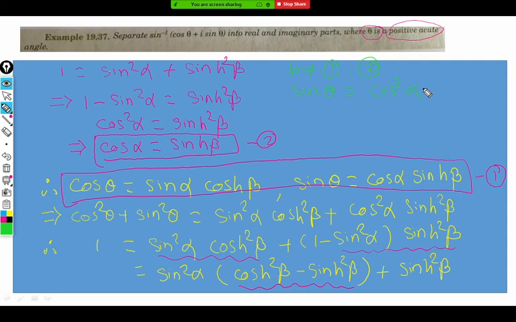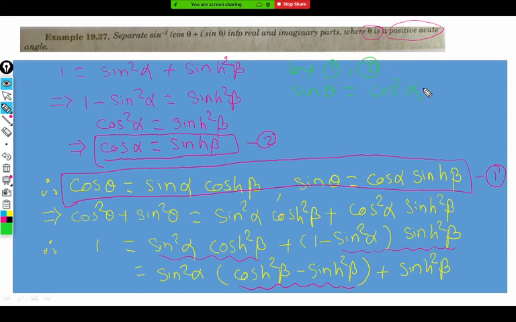Cos square alpha. So already it is given that theta is a positive acute angle. If theta is a positive acute angle, acute means below 90 degrees. So what is the value of sine theta? Sine theta is positive or negative? Positive. Okay, sine theta is positive.